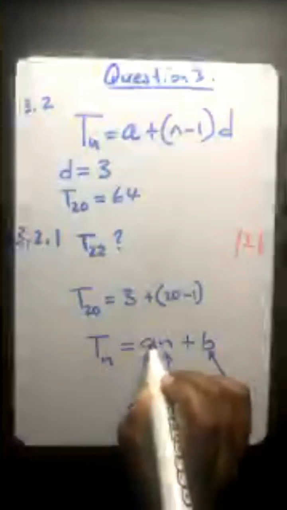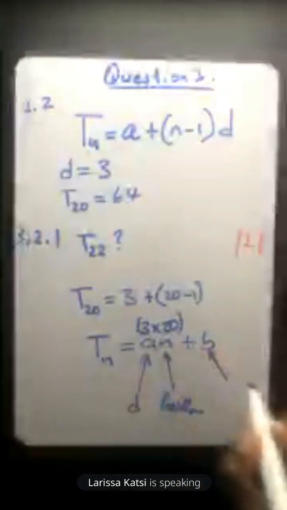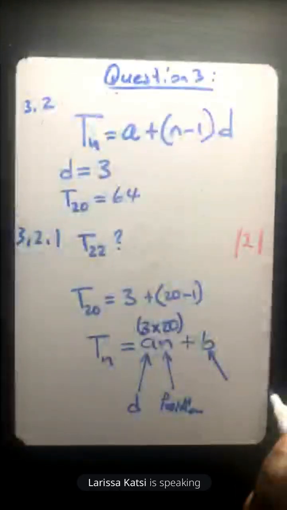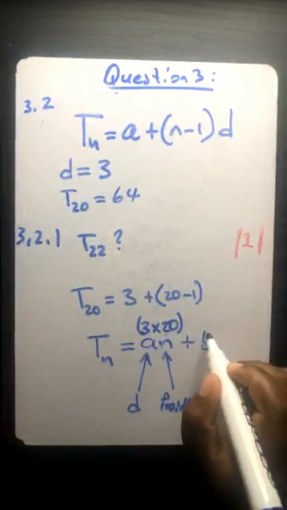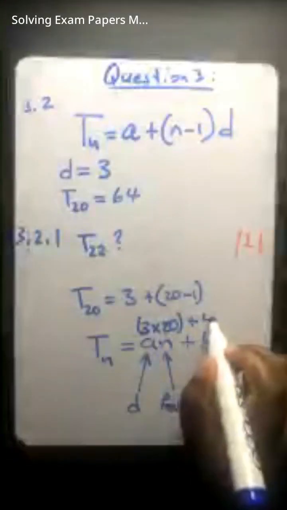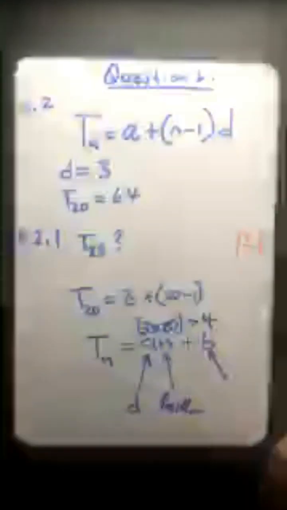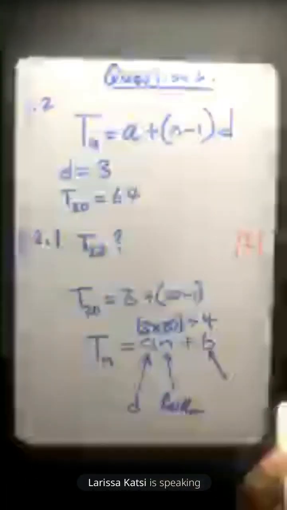So A is 3 and the position is 20. Yes, it's 60. Then our B, for us to get 64, would be 4. Our B is the adjustment, the 4 that we added to 60 to give us 64.